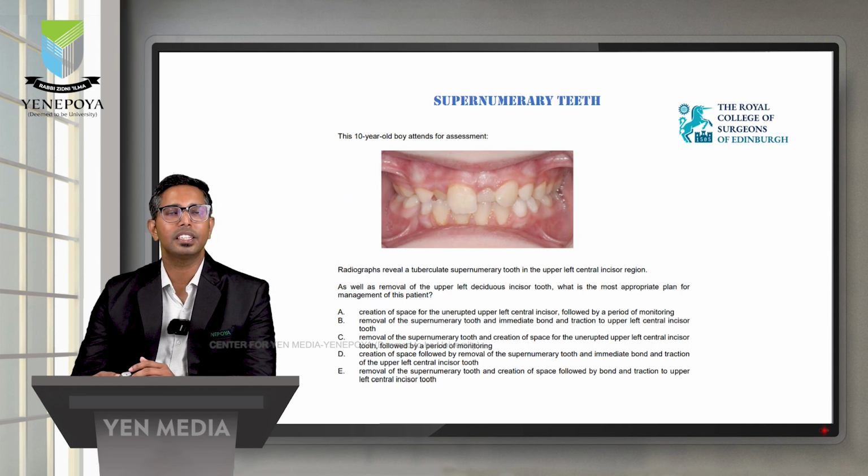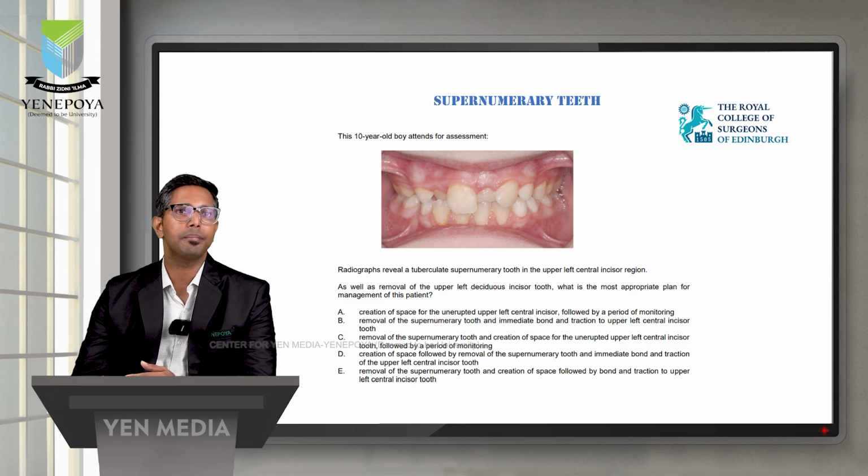So one of such examples, I am just giving you some of the examples. This 10-year-old boy attended for the assessment and there are various options. As well as removal of the upper left deciduous incisor tooth, what is the most appropriate plan for the management of this patient?